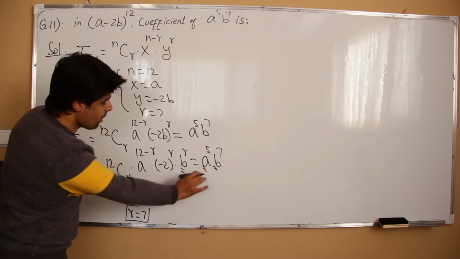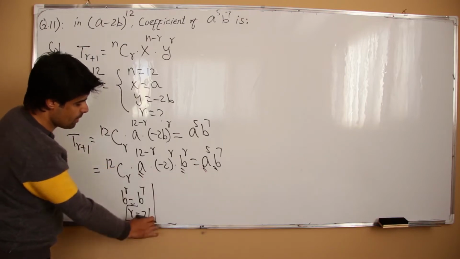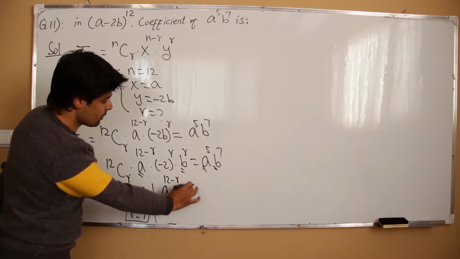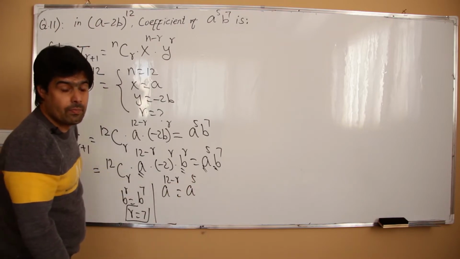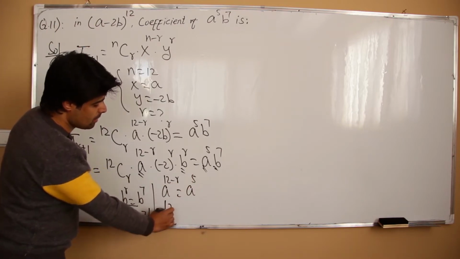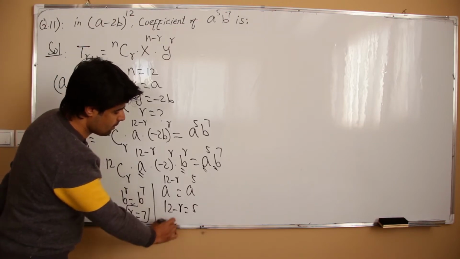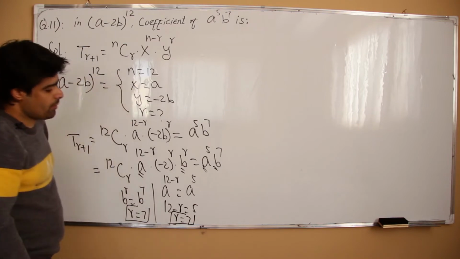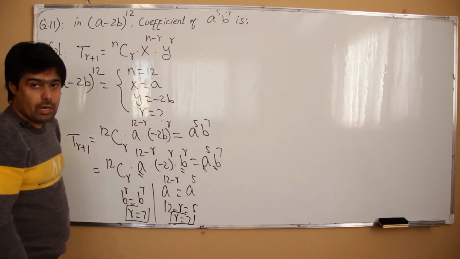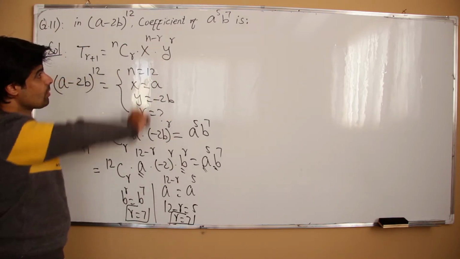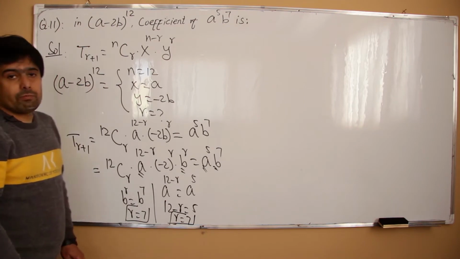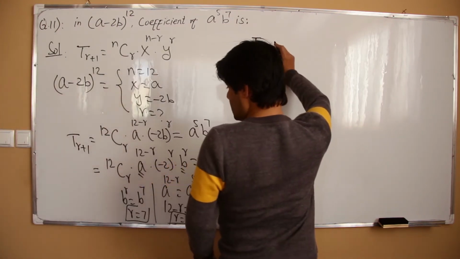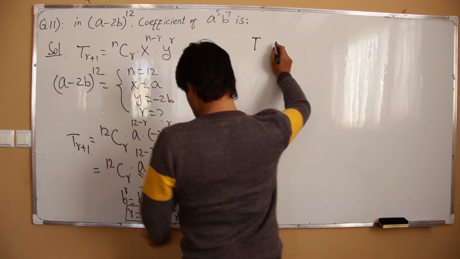Or from a also we can find the same value for r. A to the power 12 minus r is equal to a to the power 5. Now the a's are the same, so the powers must be the same. Then simplify this one. r is 7. Now you know r. If you know r, then you are able to find the coefficient of a to the power 5, b to the power 7. I mean t instead of r is what?